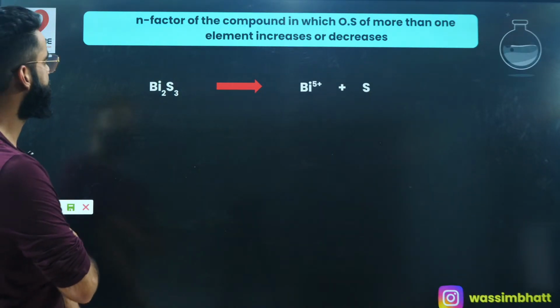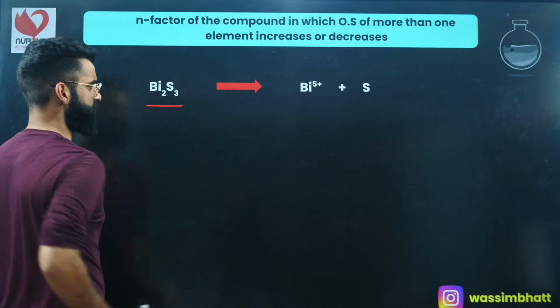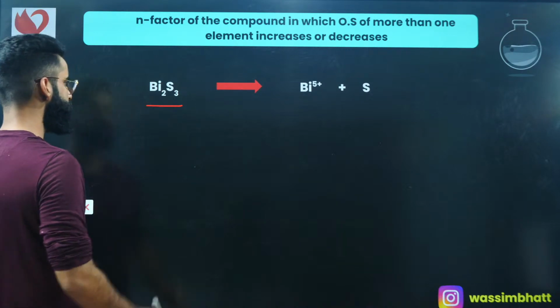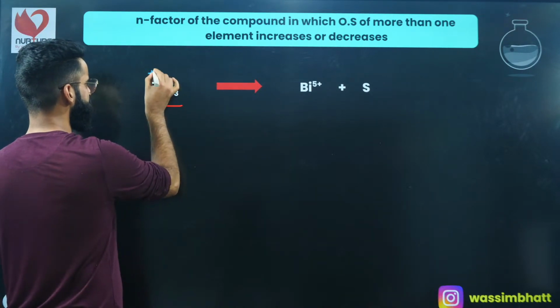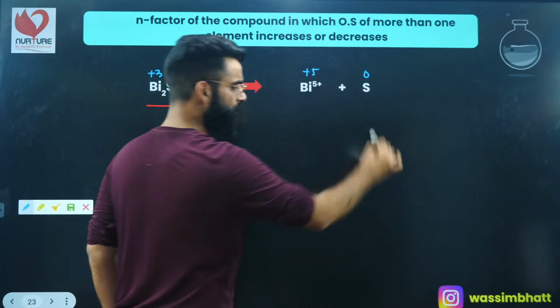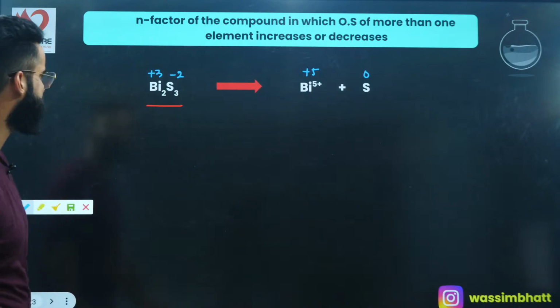Okay. Let's calculate the N factor of this species. You can now do this on your own. Just do the crisscross thing. It's going to be +3. This is going to be -2. As simple as that. This is going to be +5 and this is going to be 0. I calculated the oxidation states of all the elements, right?